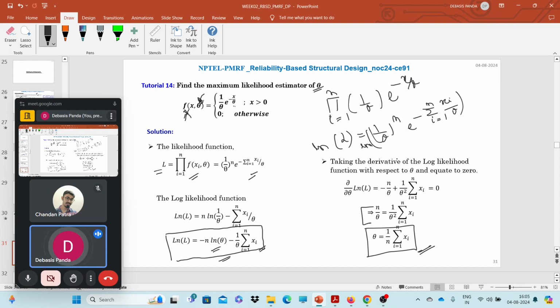Now let's solve another problem so that this gets more clear. We will spend time on this particular topic, solving two or three problems, then we will move to our next topic. So that was the first problem.